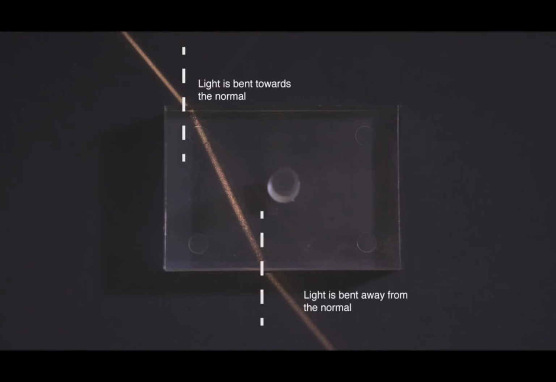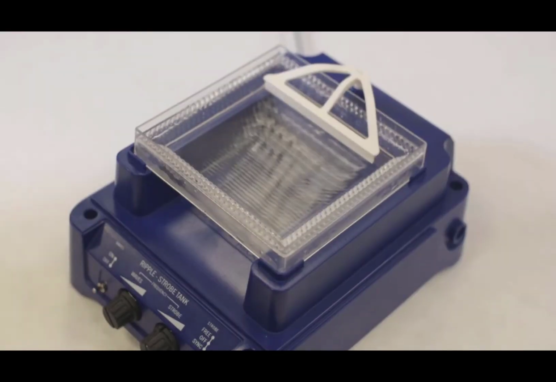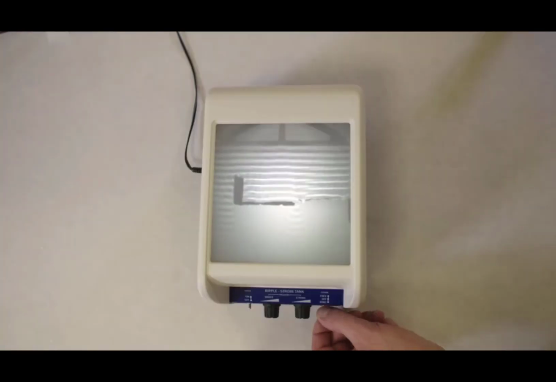This shows that when light waves travel from a less dense medium such as air to a more dense medium such as glass, the light is bent towards the normal. When the light ray goes from the more dense medium to the less dense medium, it then bends away from the normal. Another wave phenomenon is called diffraction. This is the spreading out of waves.